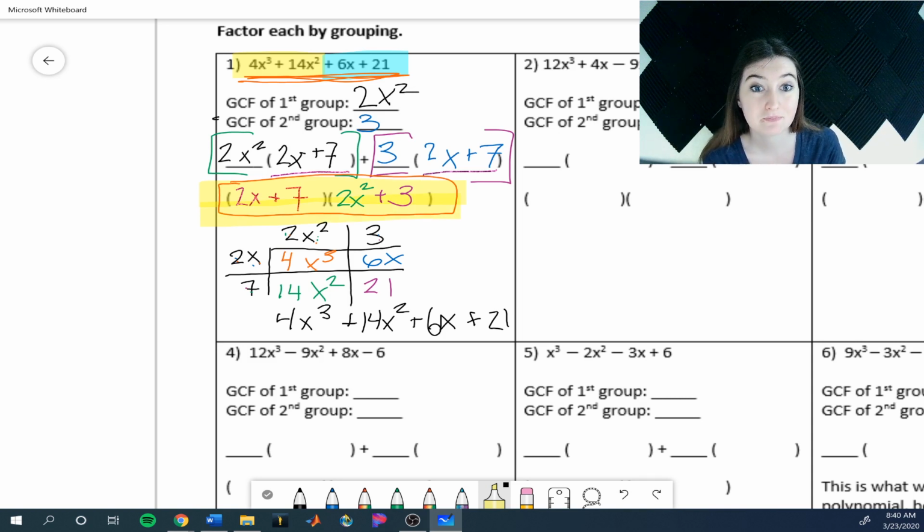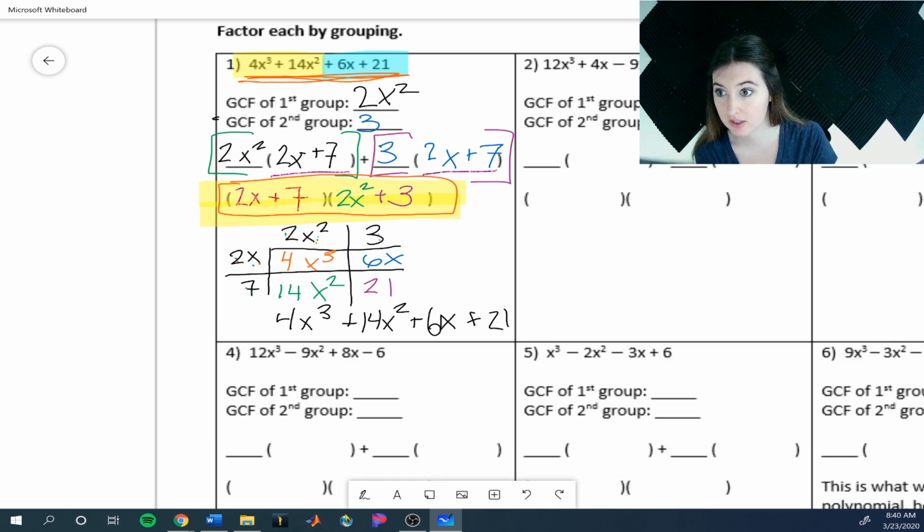All right? Are you ready to try another? Because it does get a little trickier. You ready? Here we go. Let's take a look at number 2.